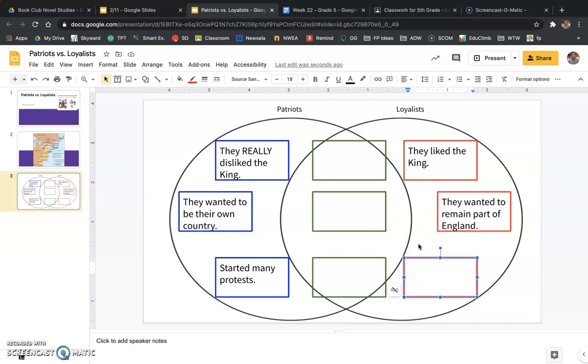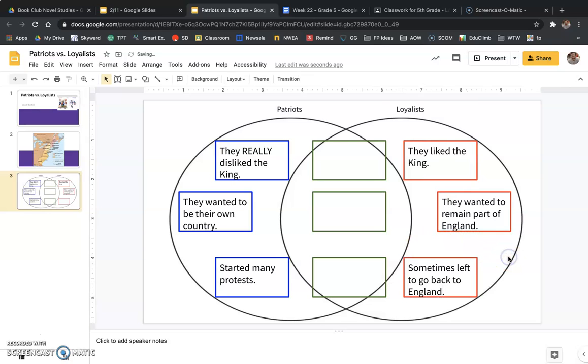And sometimes these loyalists here, sometimes, not always, they sometimes left to go back to England. They said, you know what? We are so loyal to the king in England. Why are we even here? Let's go back. We'll go back and we can live in England. Okay, so sometimes these loyalists actually left the colonies and went back to England. That didn't happen all the time, but sometimes it did.